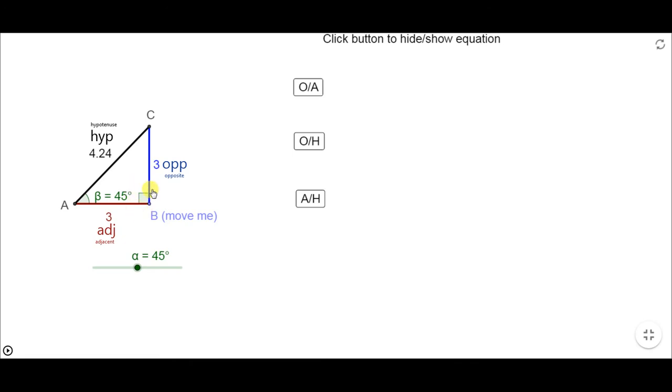a 90-degree angle at vertex B, right? And the second angle, which is given at vertex A, is 45 degrees. Now, if you look at the three sides of it, you should know a right angle triangle has special names for all of its three sides.